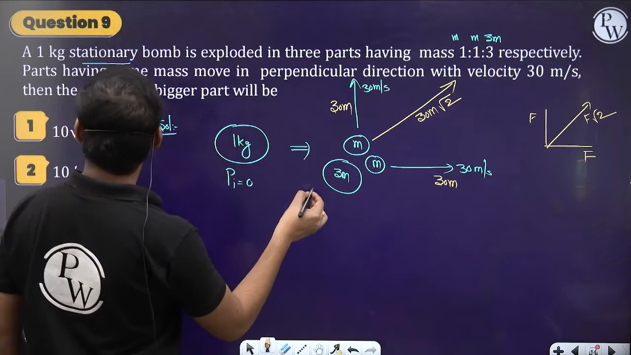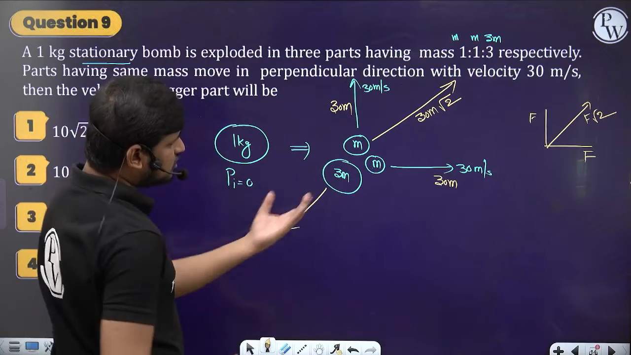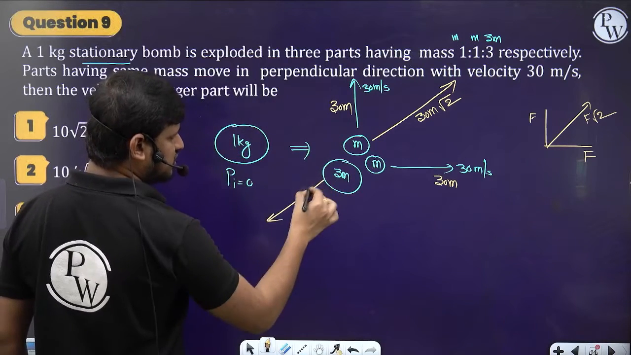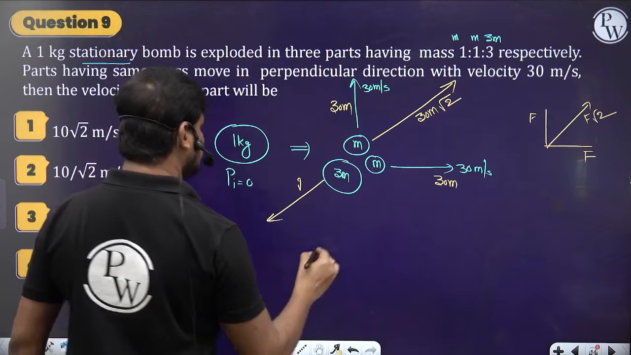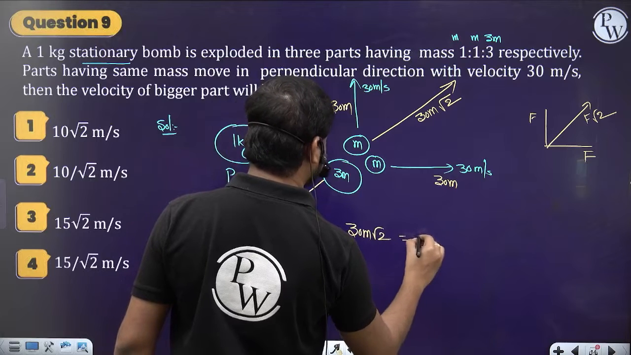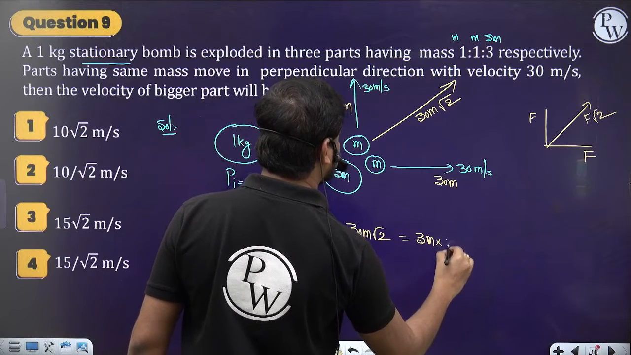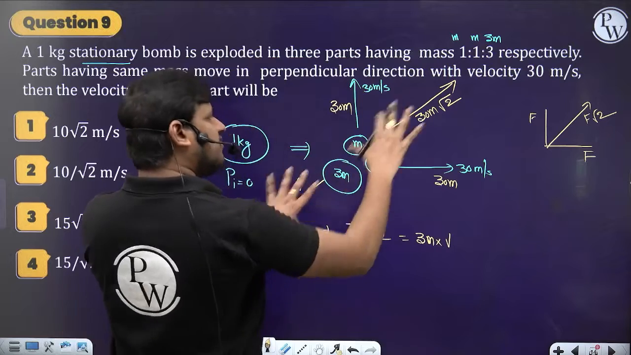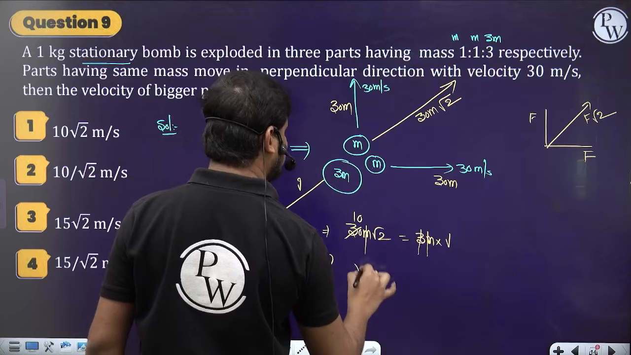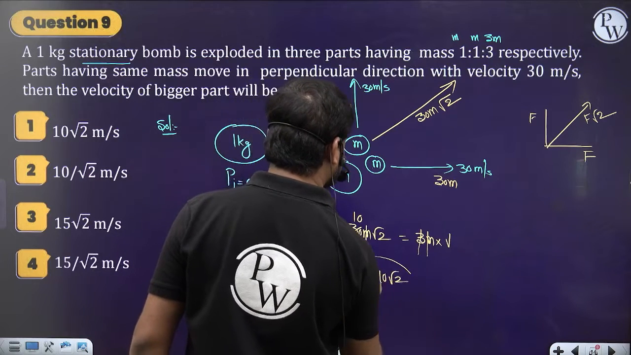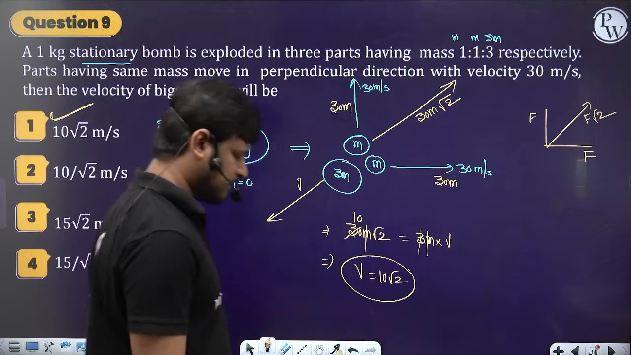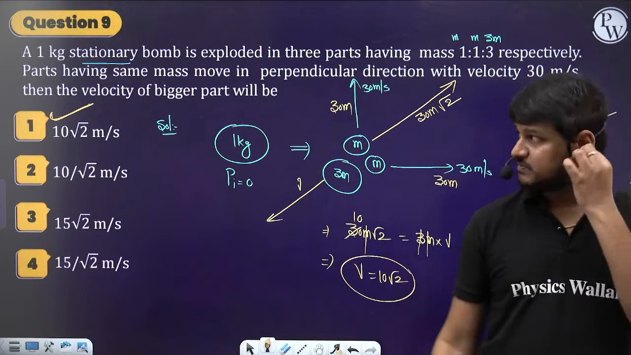Then the third one should move opposite to this, because the momentum should be conserved. So 3m into the velocity v. Now you can simply solve this question. 30m into root 2 equals 3m into v, because the net momentum should be equal and opposite. The m cancels, so v equals 10 root 2. So the velocity of the bigger part is 10 root 2 meter per second. Understood, guys? Is the concept clear?